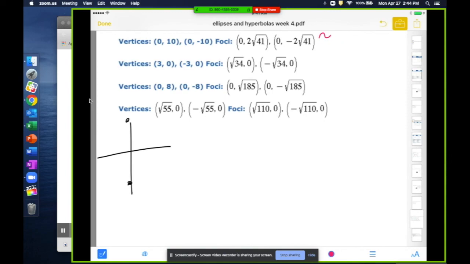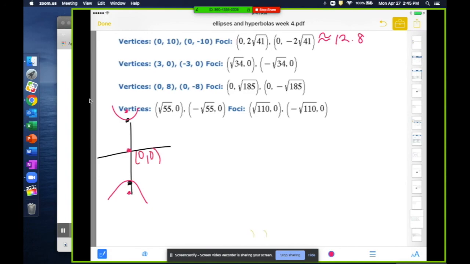So as I go ahead and graph that, I'm going to see that this is going to be a vertical hyperbola, so I want to make sure I copy the equation the right way. I want to use y minus k squared divided by a squared minus x minus h squared divided by b squared equals 1.